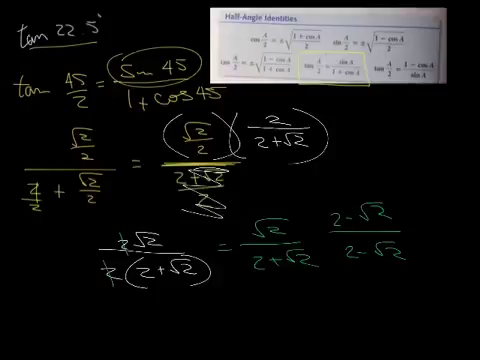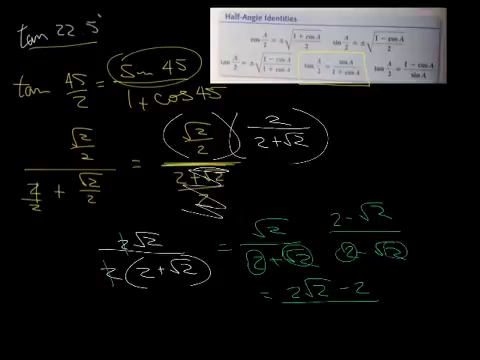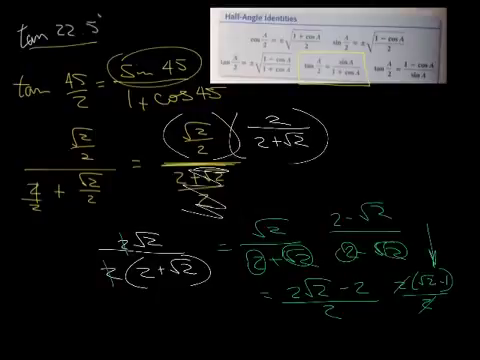Alright, so when we do conjugates then, we get 2 square root of 2 minus 2 over 2 times 2 is 4, square root of 2 times square root of 2 is square root of 4, which is 2. 4 minus 2 is 2, and I get that. I can factor out a 2 here over 2, and those will cancel, and I'm left with this right there for an answer. And I'm done.